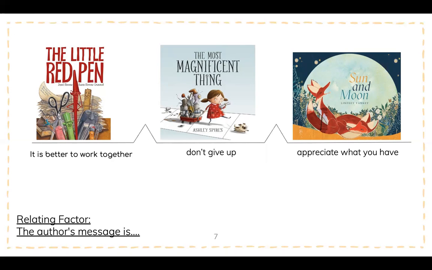In Sun and Moon, the author's message is to appreciate what you have. The sun and the moon both appreciated at the end of the story what they were able to see and what they had.